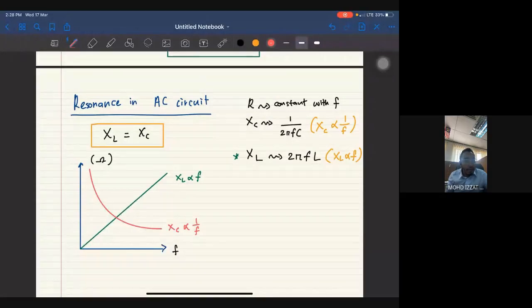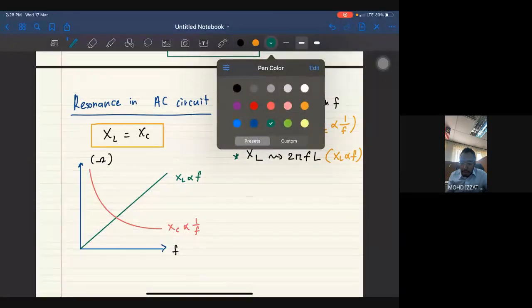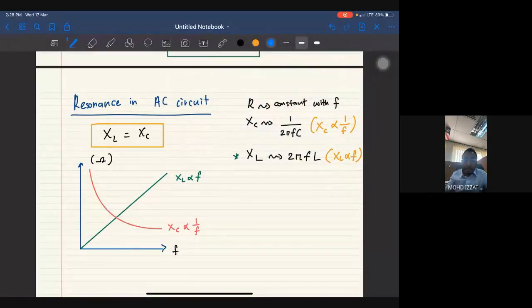Okay. How about my resistor? My resistor does not change with frequency, it stays at one particular value. So if I were to draw it, it must be a straight line. It does not change with frequency. So let's see if I draw it over here. So this would be my resistance R. So it is a constant with respect to frequency. It does not depend on the frequency.